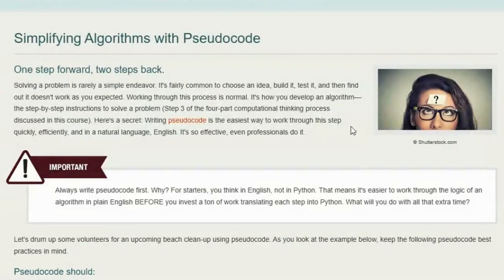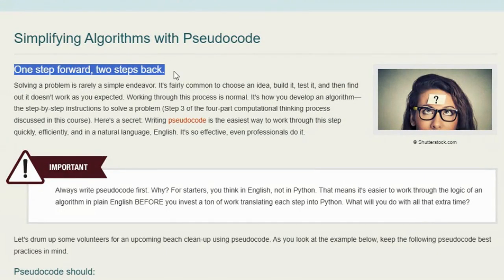All right, page 2, simplifying algorithms with pseudocode. So 1 step forward, 2 steps back. Solving a problem is rarely a simple endeavor. It's fairly common to choose an idea, build it, test it, and then find out it didn't work like you thought it would.